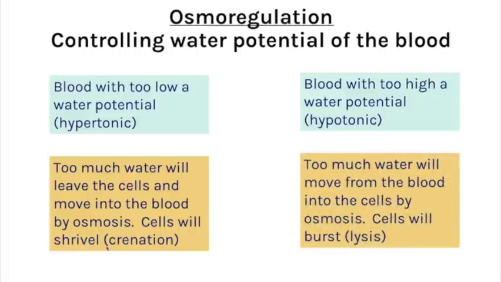If you had hypertonic blood, that means that the excess water from the blood would move into the cells by osmosis, and it could actually cause the cells to burst. Now, neither of these are good, which is why we have to regulate the water potential.